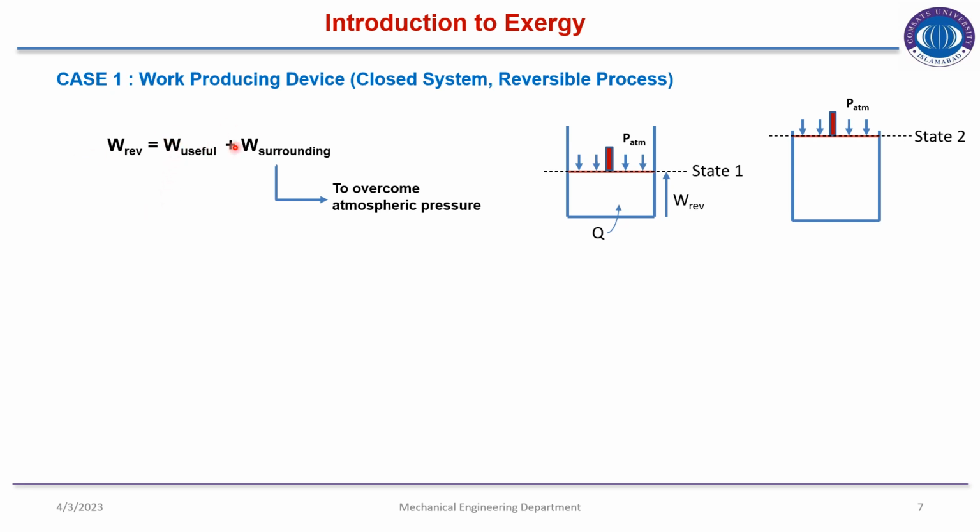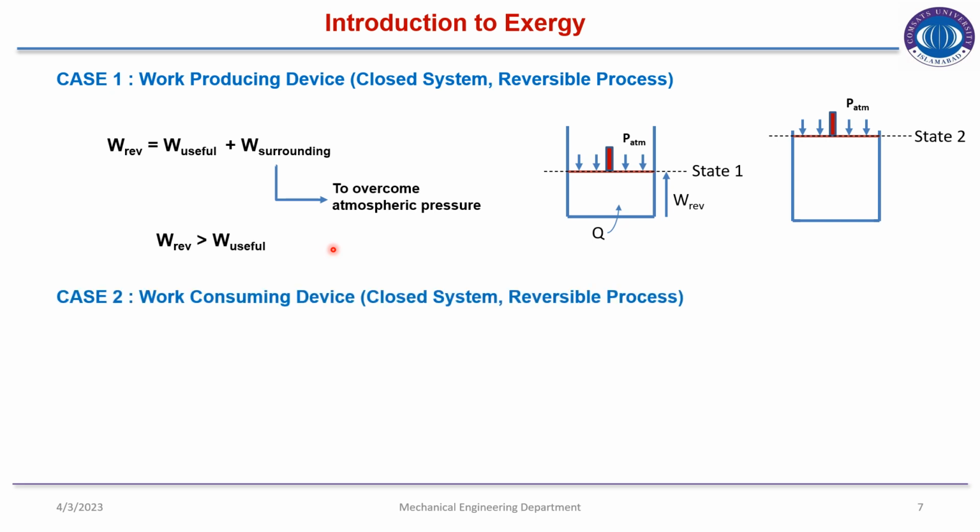So here we have two cases. Case one is work producing devices. It is a closed system and a reversible process. Here we have a piston cylinder system shown. For the work producing device, Q amount of heat is entered. A certain working fluid, maybe a gas, is present in the piston cylinder system.